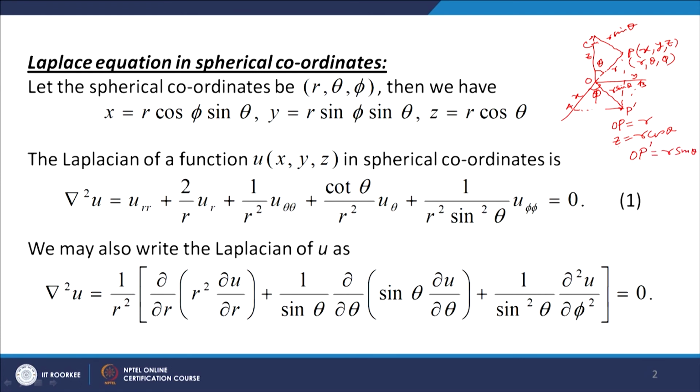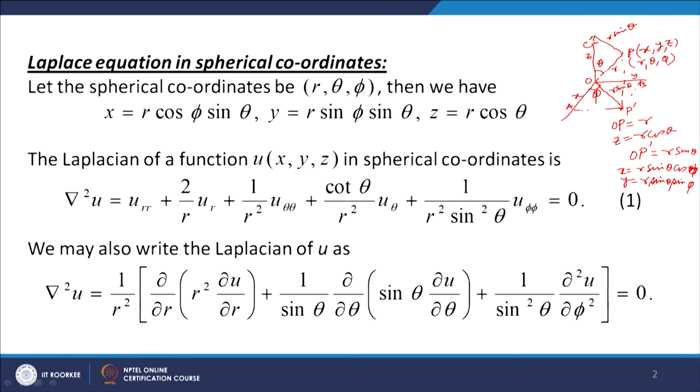and therefore the components of OP dash along x and y axis are r sin theta cos phi and r sin theta sin phi. So x is r sin theta cos phi, y is r sin theta sin phi, and then z is r cos theta.